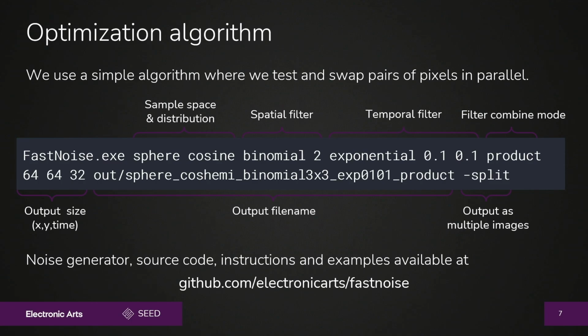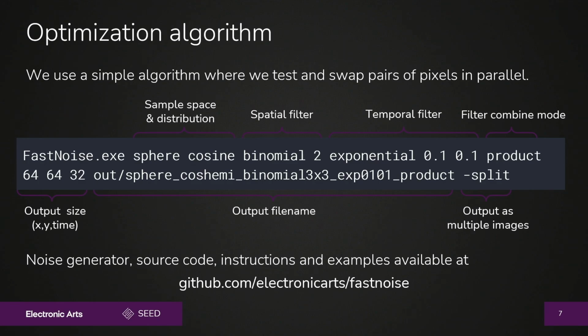You need to tell it your sample space and distribution. So here we're generating one of my favorite FAST noise textures. It's a cosine weighted sphere sample optimized for a binomial filter. It's operated for an exponential moving average over time with an alpha of 0.1.